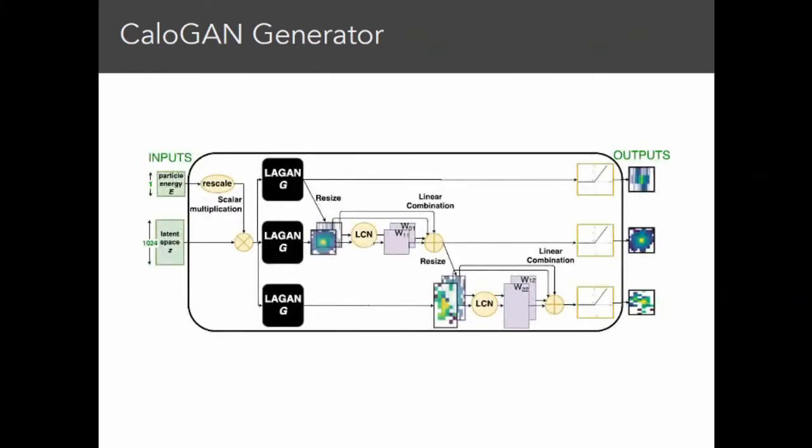So this is a nice little schematic of what the CaloGAN architecture looks like. But essentially, you can see up here on the right, originally we were only conditioning on energy, so we would request a particle of a particular energy. But now we're incorporating, like I said, theta and phi.